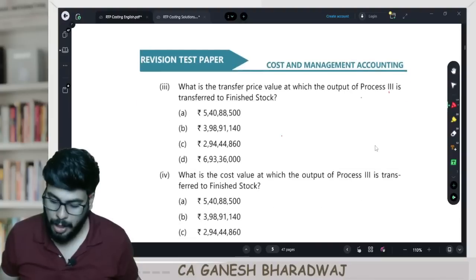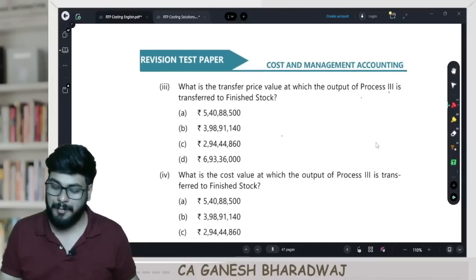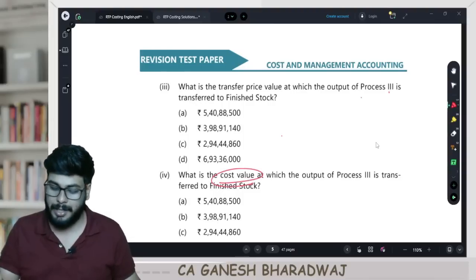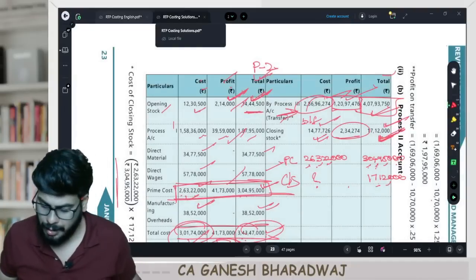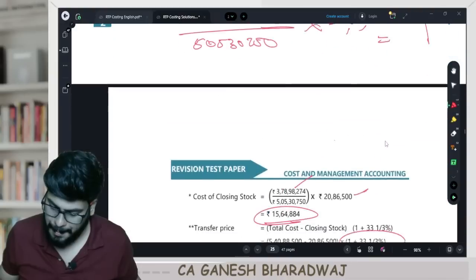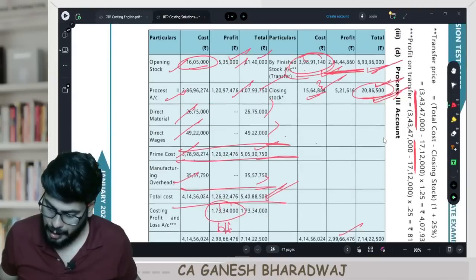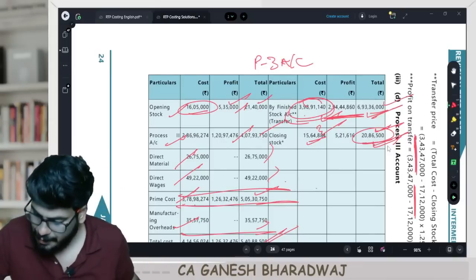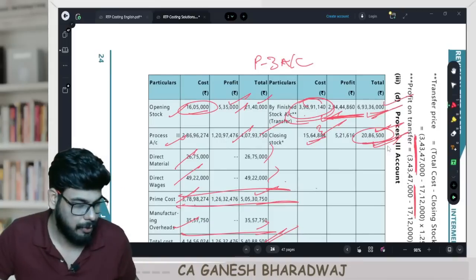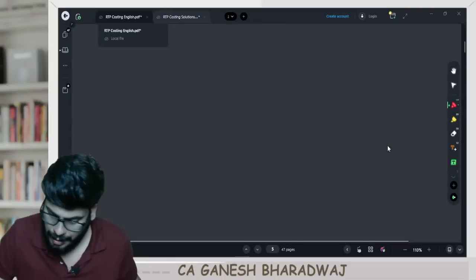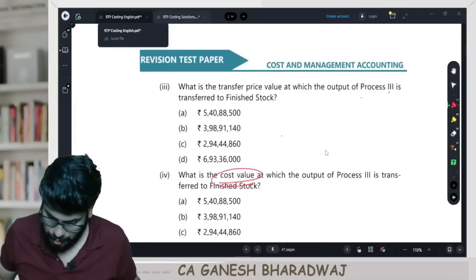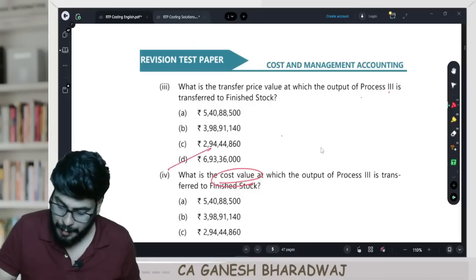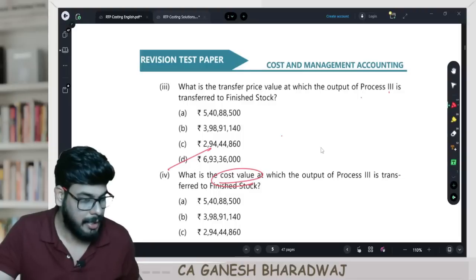The next one, what is the transfer price value at which the output of P3 is transferred to finished stock? And they are also asking for the cost value of the output of P3 being transferred to the finished stock. You can just go to P3 account. You just go to P3 ledger, and here you can see, this is going to be the process 3 account, right? The TP value is 693,36,000. That I think is option number B, right? Sorry, option number D, that's going to be 693,36,000. That's going to be option number D.